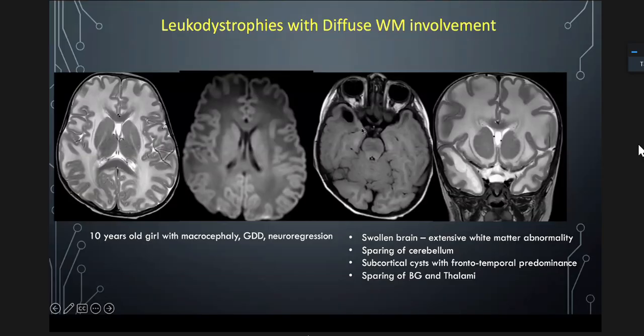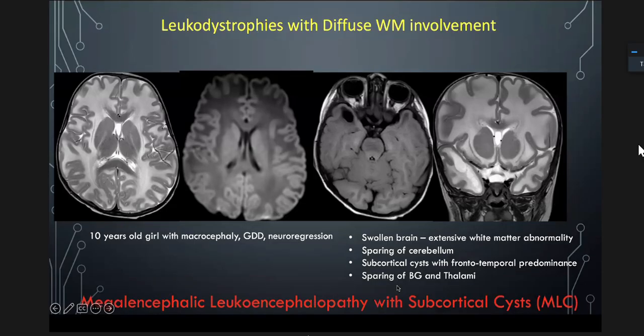So, the anterior temporal, posterior parietal, these areas will have cystic change. So, this is MLC, or megalencephalic leukoencephalopathy with subcortical cysts. To differentiate from vanishing white matter, which will not have macrocephaly, and there will be no cyst formation.